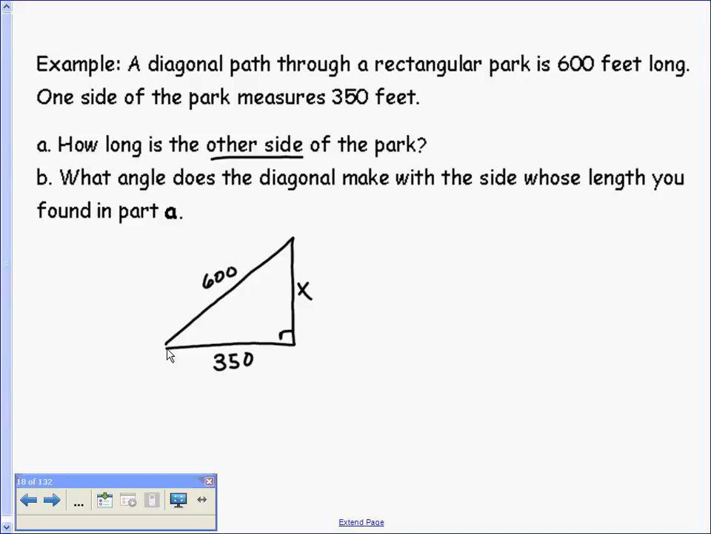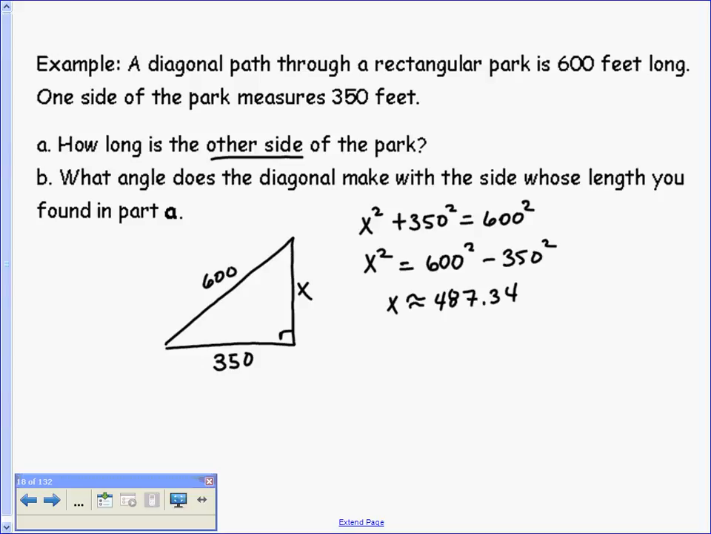To find that, we're just going to simply use the Pythagorean theorem. So x squared plus 350 squared is equal to 600 squared. So x squared is going to be 600 squared minus 350 squared. And then you take the square root of both sides. So we're going to end up with x approximately 487.34, and that's going to be feet. Okay, so we've got x. All right, and now we want to know what angle the diagonal makes with the side whose length you found in part A.